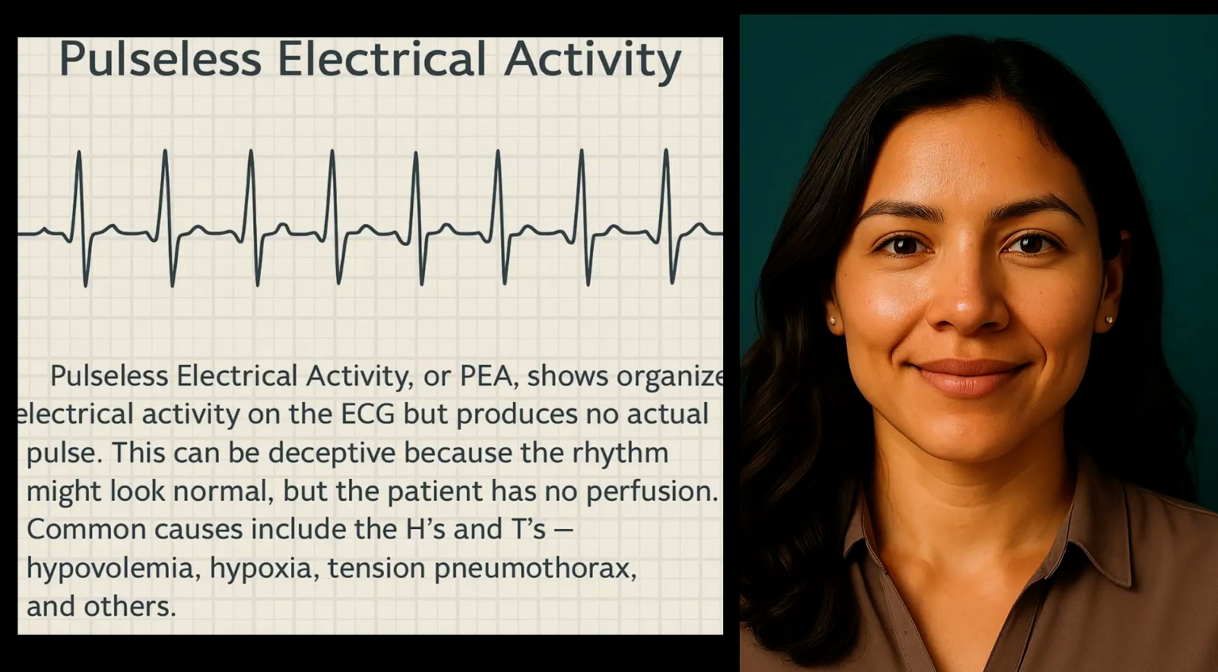Pulseless electrical activity, or PEA, shows organized electrical activity on the ECG but produces no actual pulse. This can be deceptive because the rhythm might look normal, but the patient has no perfusion. Common causes include the H's and T's: hypovolemia, hypoxia, tension pneumothorax, and others.